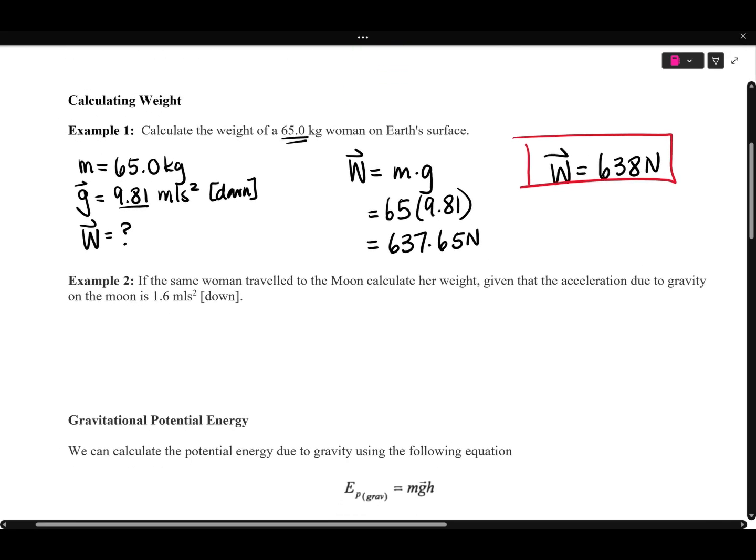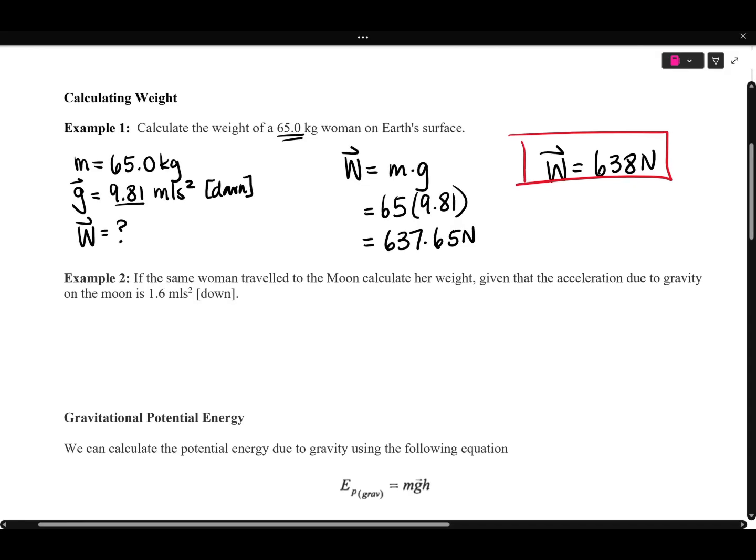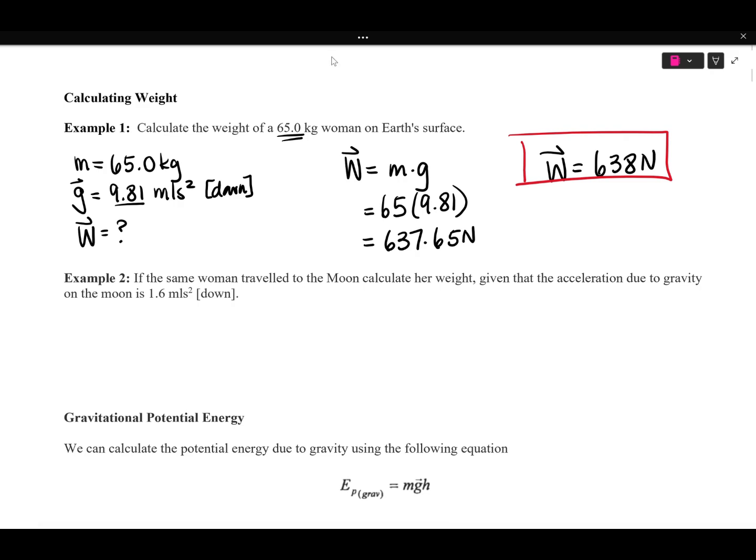Okay, the next example now wants to know if that same woman traveled to the moon, calculate her weight, and they're telling us now that we're on the moon, so they have to give us the acceleration due to gravity on the moon, and that is 1.6 meters per second squared down. So again, write down what we know. The mass of the woman is still 65.0 kilograms, because that does not change when we go to a different planet. But the acceleration due to gravity does, and that's 1.6 meters per second squared. Again, we're calculating weight, so that's our question mark.